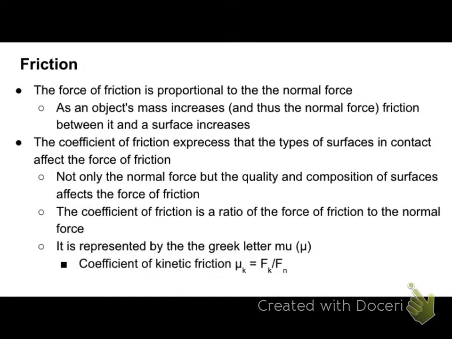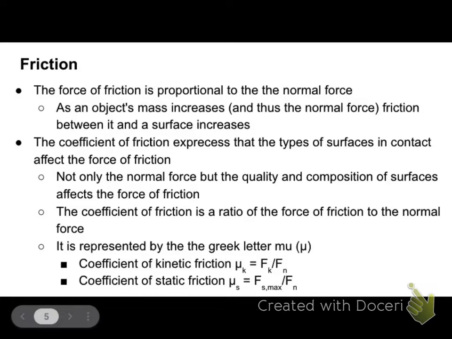You can calculate the coefficient of kinetic friction, which is mu sub k, by doing the force of kinetic friction divided by the normal force. And you can do the coefficient of static friction the same way, just using the maximum static friction force divided by the normal force. However, in a lot of problems, what you're going to see is that they actually give you the coefficient of static friction and ask you to solve for the force of friction.